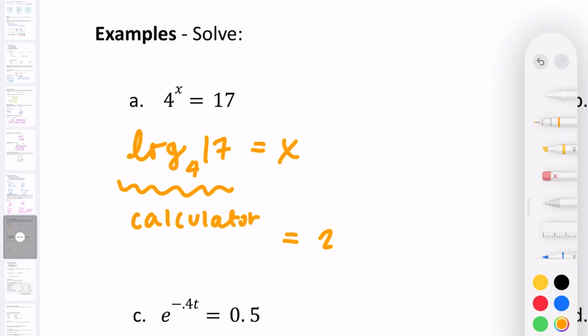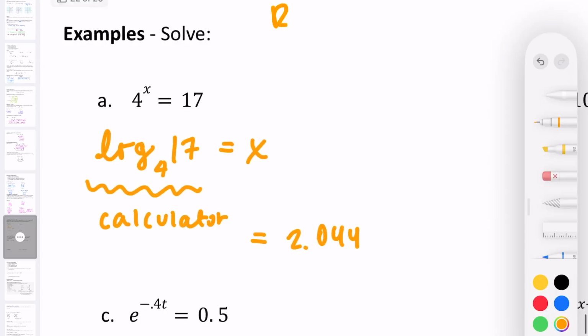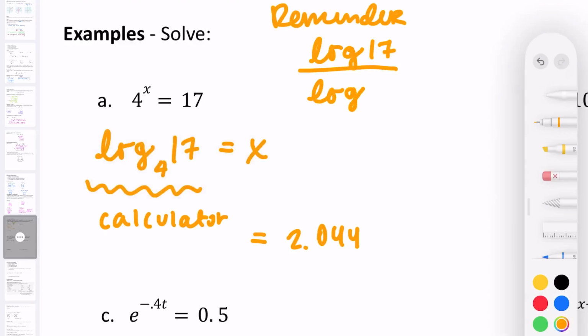which will get you 2.044. As a reminder, if you have to use the change of base, this would be log of 17 divided by log of 4. Again, some of you might need to do that if your calculator doesn't allow you to change the base. Some of you can just solve as is.